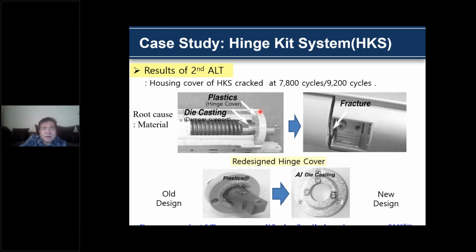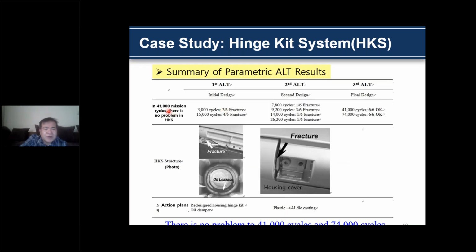This is a summary of the parameter art result. There's no problem with the hinge kit system at 41,000 cycles. In the first parameter art, we found a fracture of the housing, and we also found leakage of the oil damper, which we modified in the design.